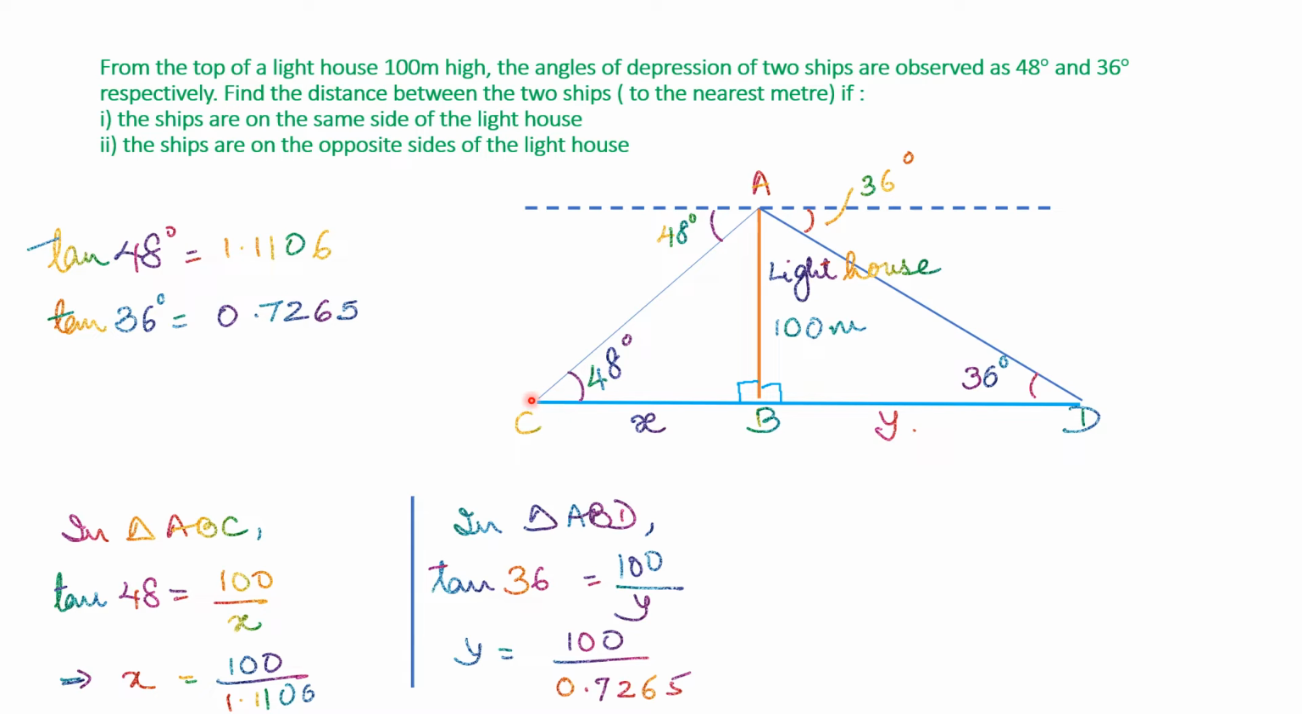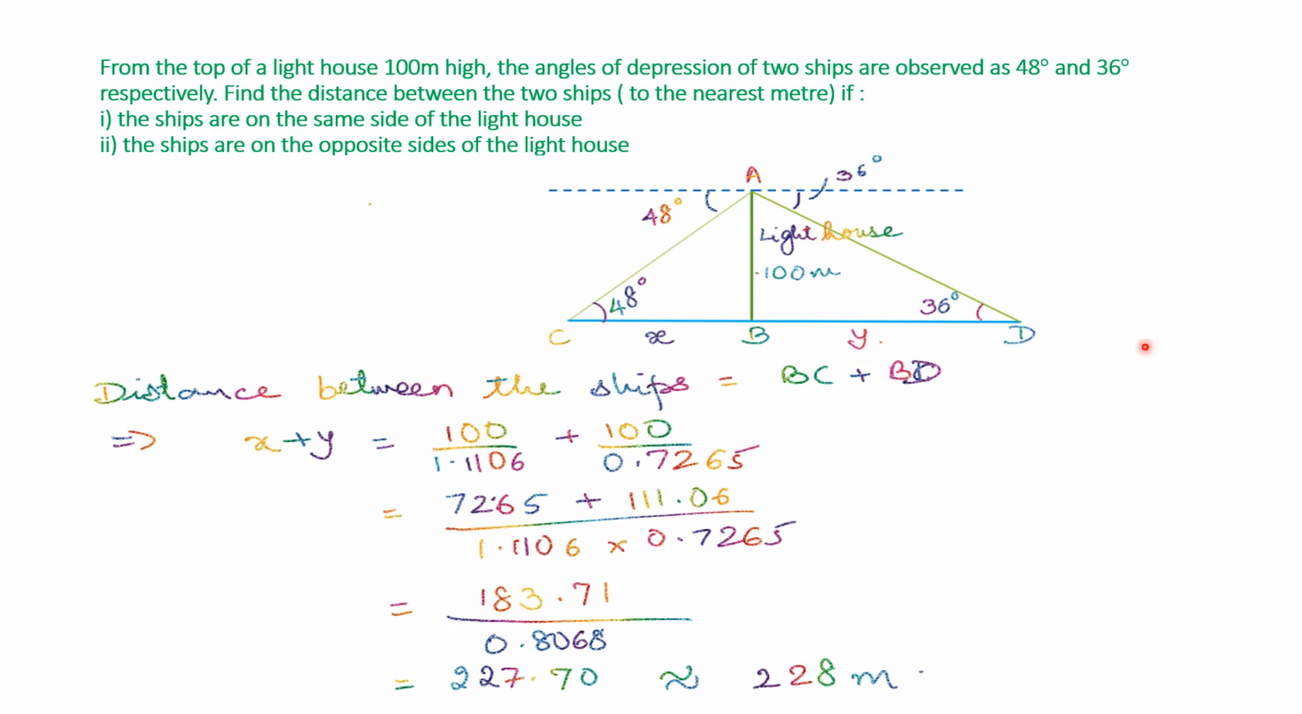I want to find the distance between the two ships. That means I want to find x plus y. So x plus y is equal to 100 upon this plus 100 upon this. I've taken the LCM, so this gets multiplied over here, it becomes 72.65, and this gets multiplied over here, 111.06, and the denominator is this multiplied by this. Now it is possible that in the exam you don't have the time to do this division. If you don't have the time to do this division, you can just leave it till here.